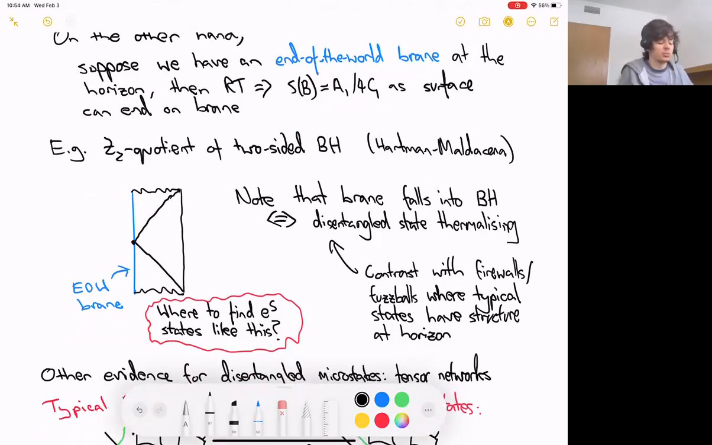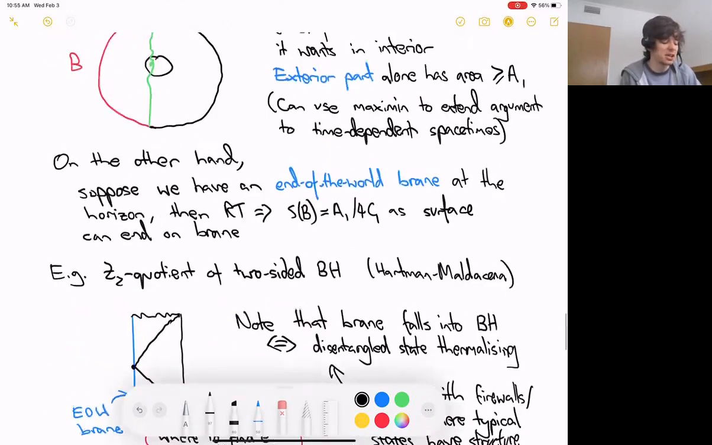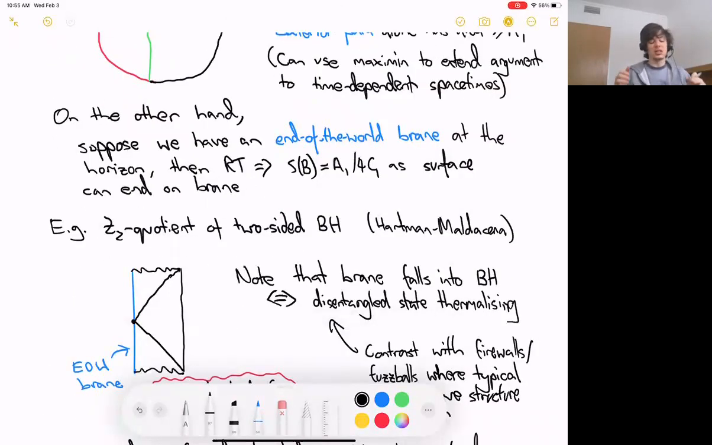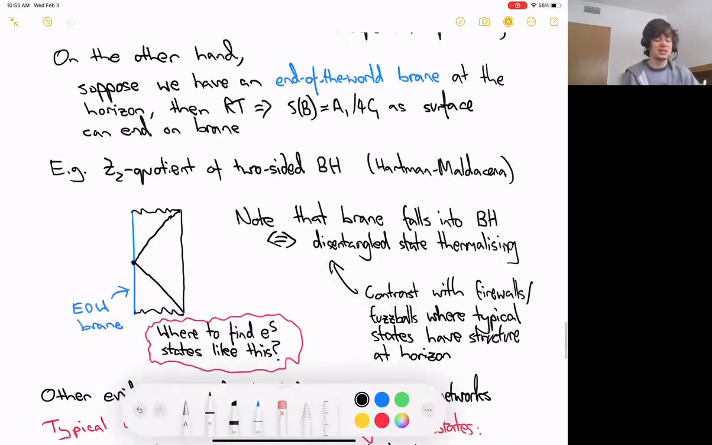So what entanglement entropy do you get by the RT formula? Well, the RT surface is allowed to end on that brane. So it forms the smallest surface that connects the boundary to the brane. That's exactly the surface with area A1. So if we had a state with this Z2 quotient, which is pretty easy to construct in string theory, then it would have the right entropy.